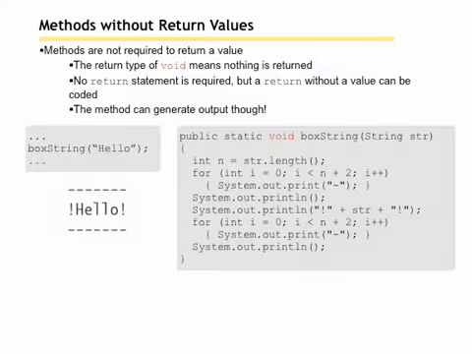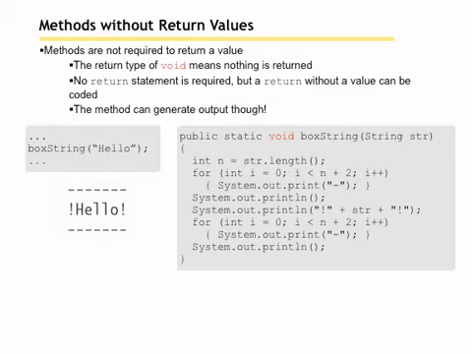So, methods without return values. Methods are not required to return a value, and sometimes we just want them to do something. We don't necessarily want them to calculate something. So the return type of void is used when a method returns nothing, and we don't have a return statement. We could have a return without a value associated with it, but we don't have to. And the method can generate output.